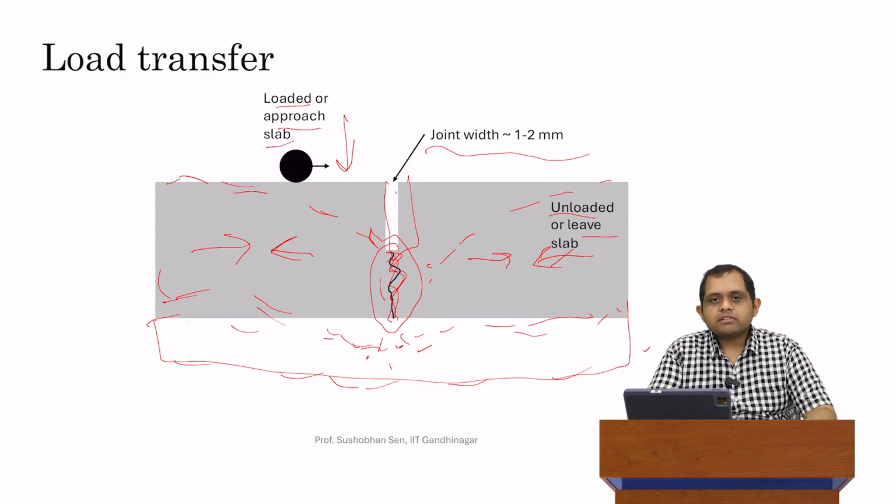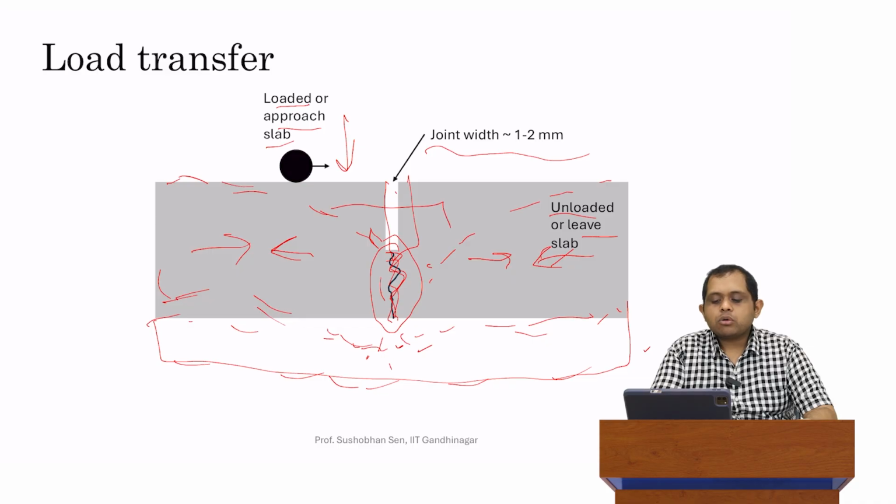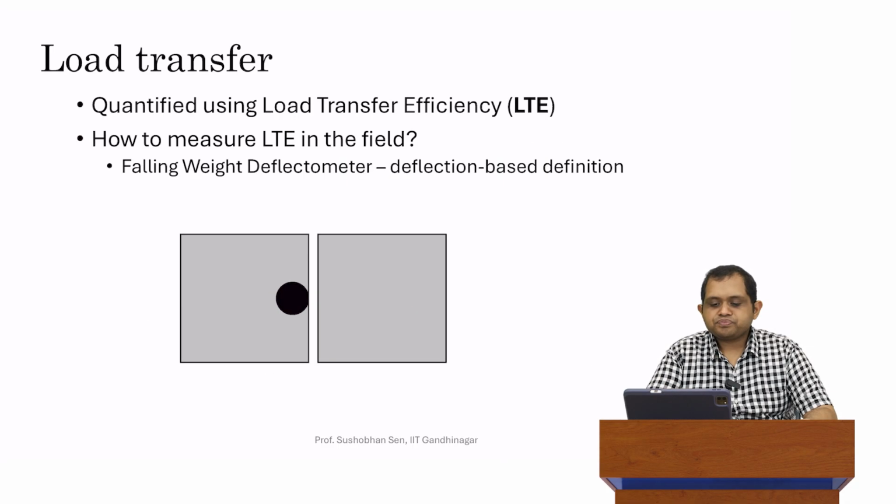So the two mechanisms which I showed in this slide are transfer through the base friction, as well as transfer through aggregate interlock. There is one more mechanism which I put in this slide over here, which is dowel action. That is essentially that we place a dowel bar in between. We'll talk a little more about that in subsequent slides. But let's talk a little bit more first about load transfer itself.